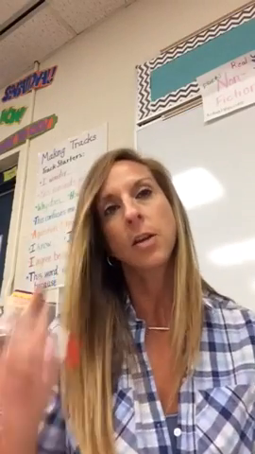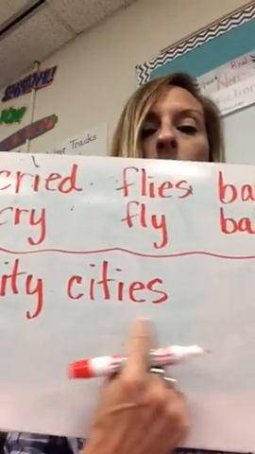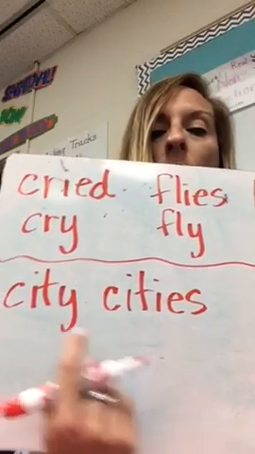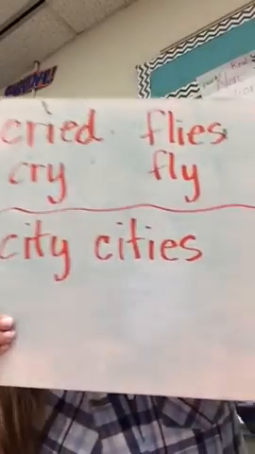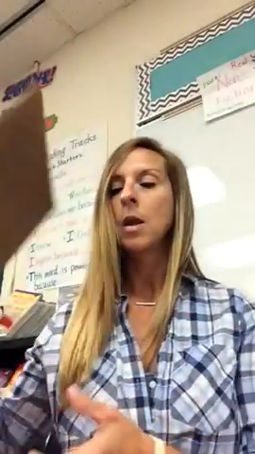Okay, and kind of get that stuck in your head. Change the Y to an I, add ES. So we have city. So the plural, cities, which is your spelling word, I change the Y to an I, and then I add ES. Okay, so cities is C-I-T-I-E-S.